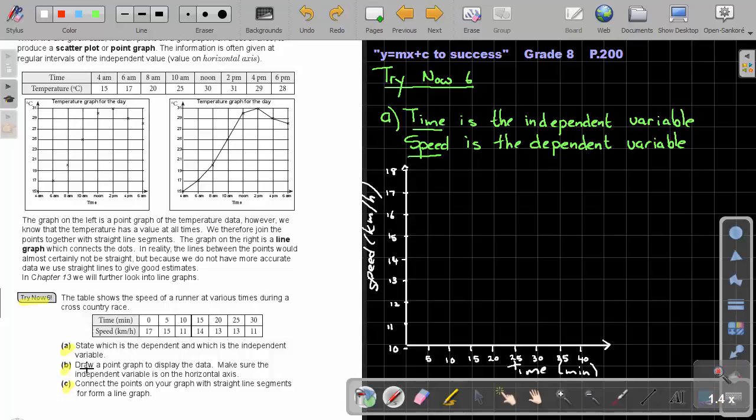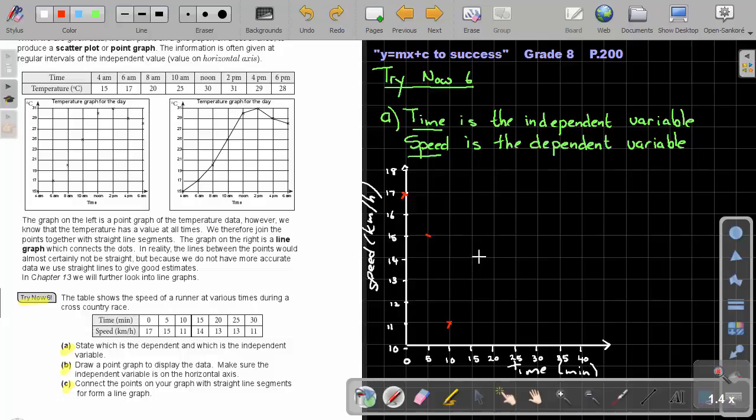Draw a point graph to display the data. Basically we're just going to plot all the points first. Let's take red. 0 and 17. It's going to be exactly there. Then 5 and 15. It's going to be there. Then 10 and 11. Let's redo that one. That's 10 and 11.